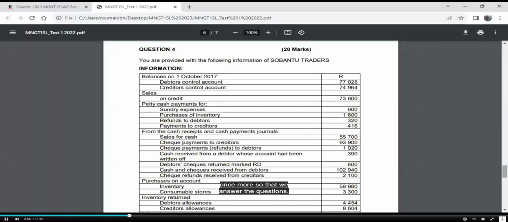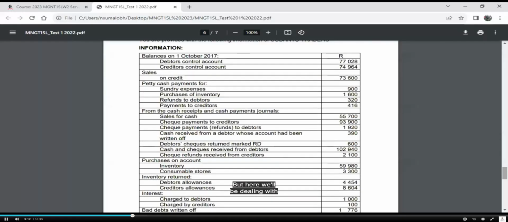This is your information. We need this information as we are drawing up this T account in the ledger. So we need all this information. But here we'll be dealing with only information that affects our debtors, our clients who purchase on account, who owe the business. So please make sure that you open up this T account from Len. Let me share my ledger account as well so that we'll start to do the activity together.